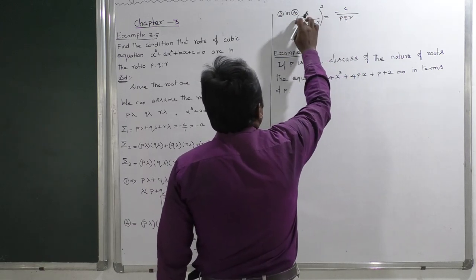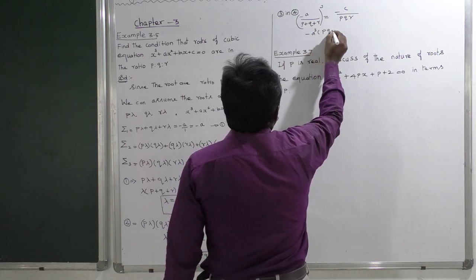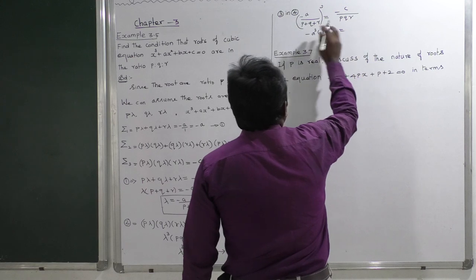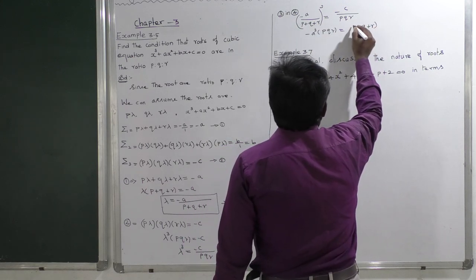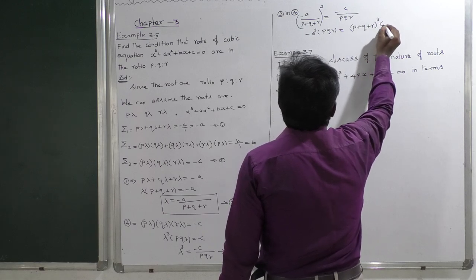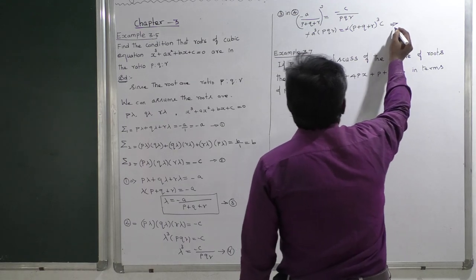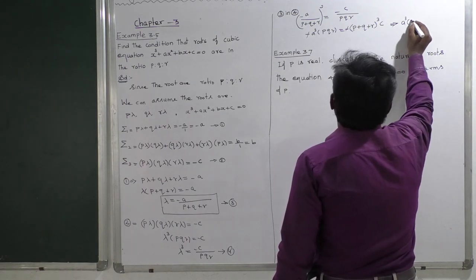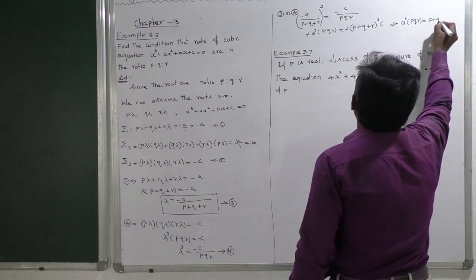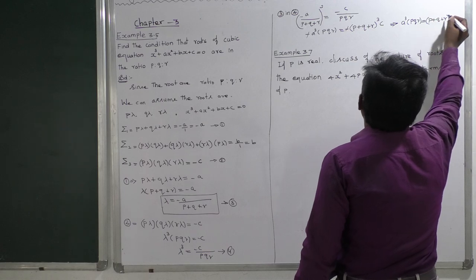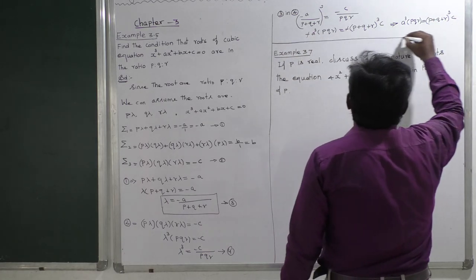Cross multiplying, minus a cube into p q r is equal to p plus q plus r the whole power 3 into minus c. The minus signs cancel, so the required condition is a power 3 into p q r is equal to p plus q plus r the whole power 3 into c. This is the required condition of the given sum.